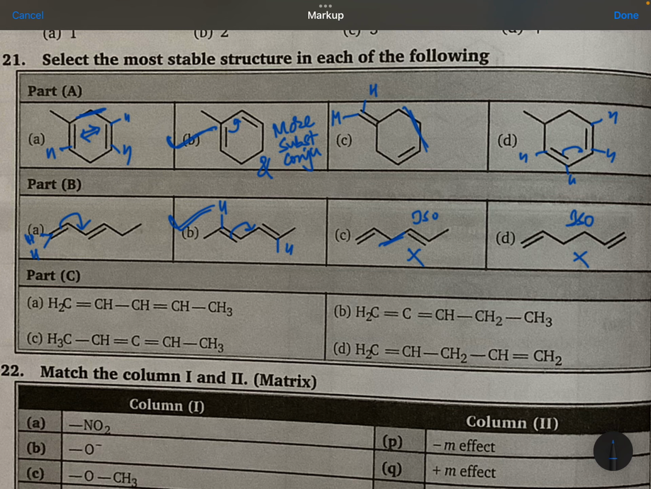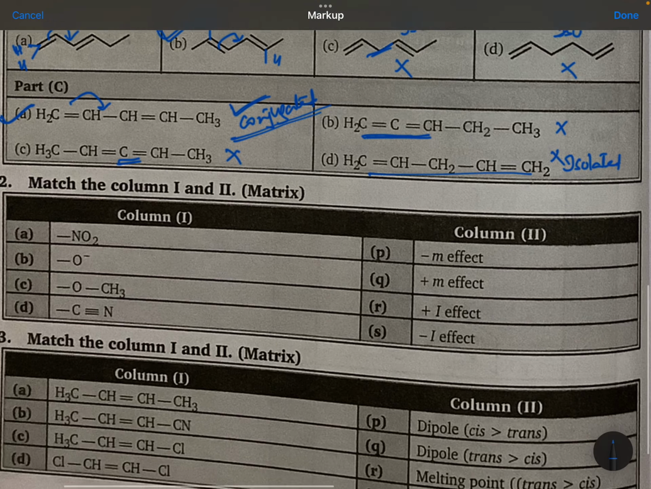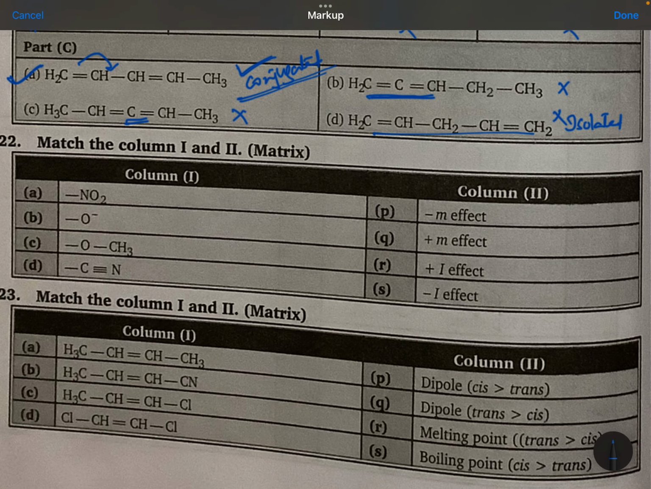And in this case, conjugation, here allenes type, okay now. Allenes are less stable and this is again allenes, this is isolated. We need conjugated. Alternate double bonds is called conjugated. Conjugated is more stable.